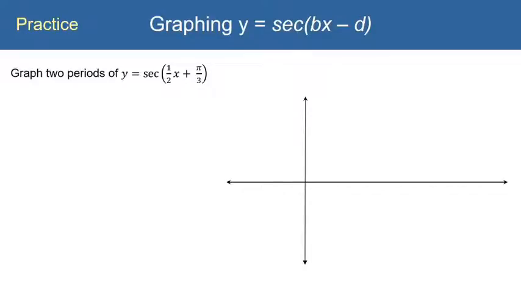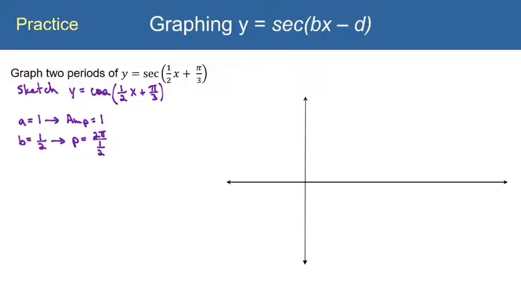Okay, now here is another one. Secant of 1/2 x plus pi over 3. So our guide function is going to be cosine of 1/2 x plus pi over 3. And let's analyze. A is 1. That means amplitude is 1. B is 1/2. That means period is 2 pi over 1/2. And to divide by 1/2 is to multiply by its reciprocal. So period will be 4 pi.